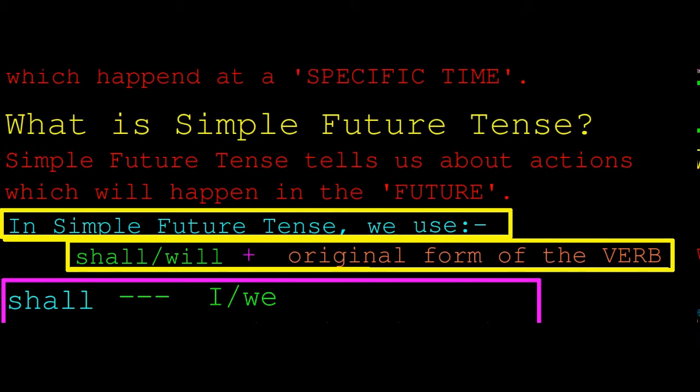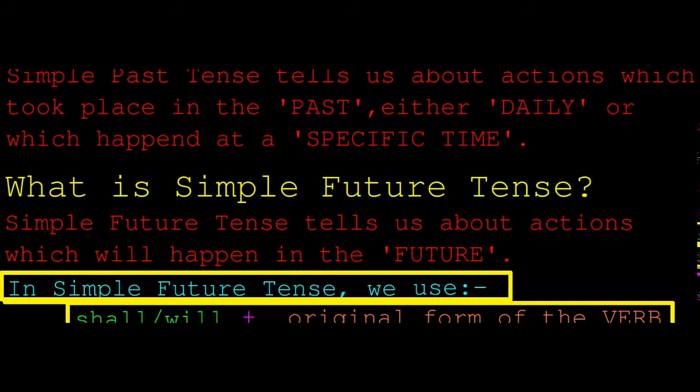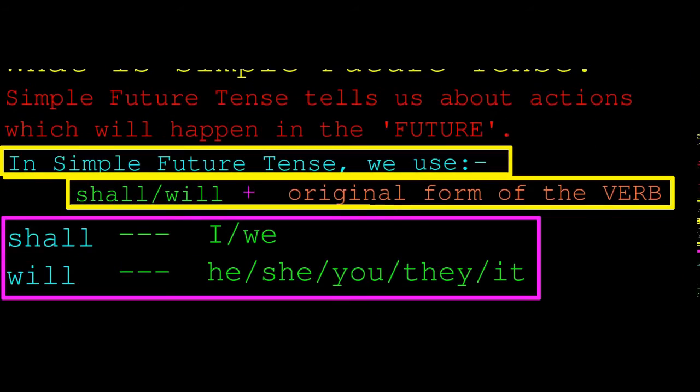What is simple future tense? Simple future tense tells us about actions which will happen in the future. Means the actions which will happen or which will take place in the future. So, note, in simple future tense we use shall or will plus the original form of the verb.